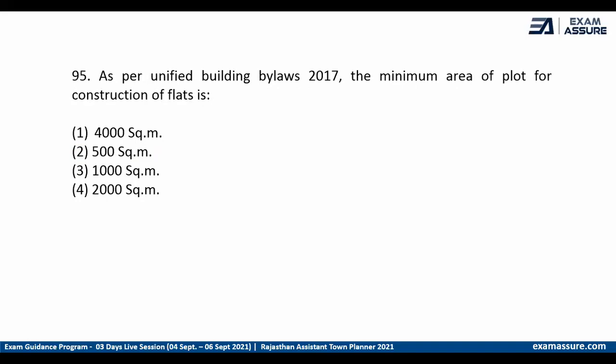Again, according to the bylaw, what is the minimum area of a plot for construction of flats? It is 1,000 square meter. Again, you can strike off the lowest and the highest value. Here, 500, 4,000. So you can make a guess here if you want to, but otherwise you should be aware. If you're aware, then it's good to attempt this question.